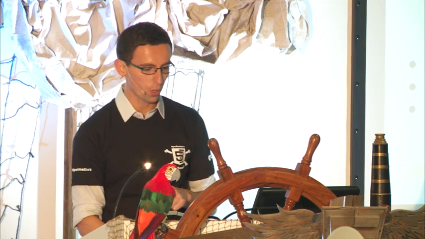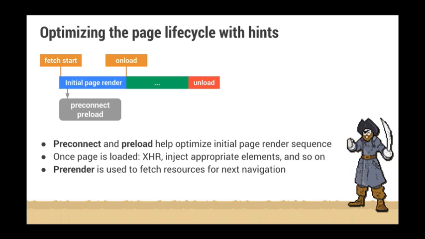So here's kind of a quick overview of how this actually works and where you would use it, right? We have fetch start here at the top. This is where we just start fetching the page. And you can inject a bunch of hints right at the beginning of the page to say, look, I will need to pre-connect to these servers. I will need to pre-fetch these resources. Do all that for me. So this is a way for you to help optimize the initial render.